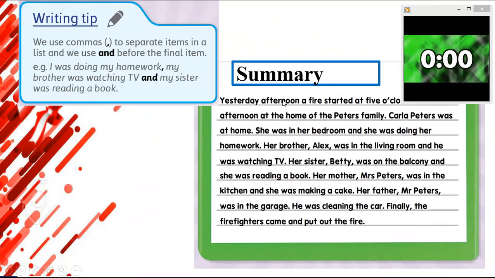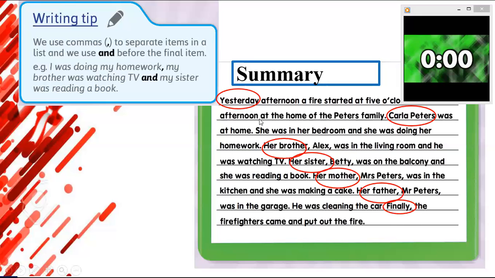Let's start with the same information. Yesterday afternoon, the time. Mention the incident, the fire. Talk about what you were doing, but in this case, this summary is in third person. Mention your name. Talk about your family, but don't write my brother, write in third person: her brother. Talk about your sister, your mother, your dad, and then at the end, talk about what happened.